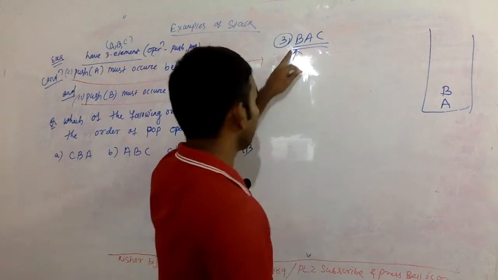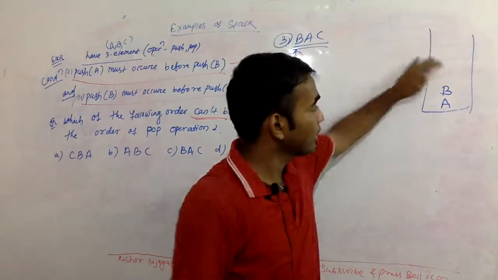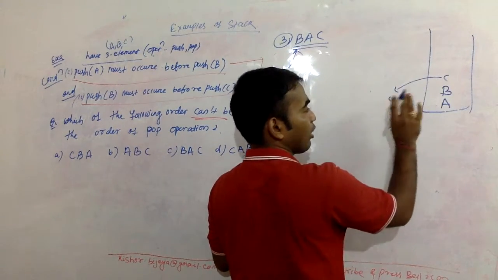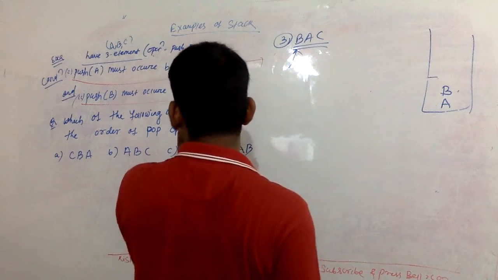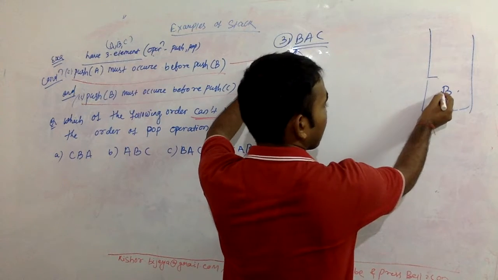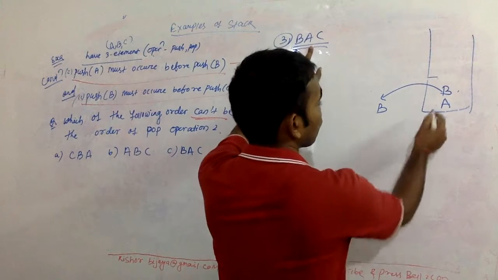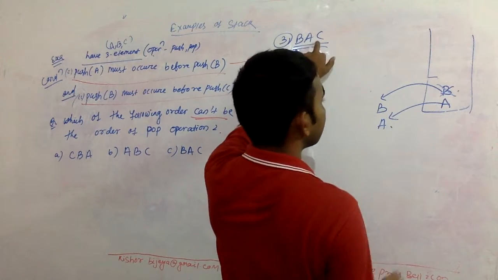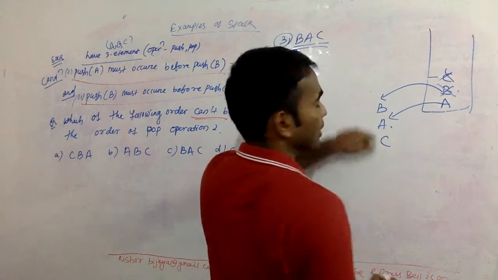I need B as the output. So should I push C? If I push C, C will be the output, so I don't want that, because I need B first. Since I need B first, let's remove B. Then I need A, so let's remove A. Then I need C, so push C and then remove it. So BAC is the order.